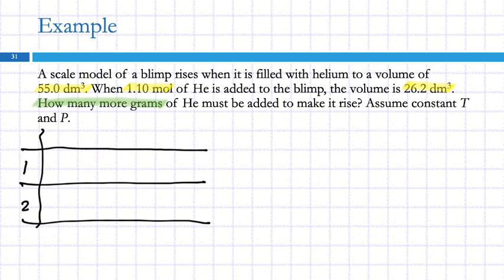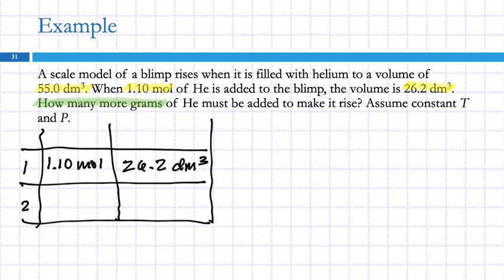And this is going to be 1 and 2. So the blimp is going to rise when it has this volume. When 1.1 moles is added, the volume is this. So do you see that 1.1 moles and 26.2 go together? 1.10 moles and 26.2 cubic decimeters.